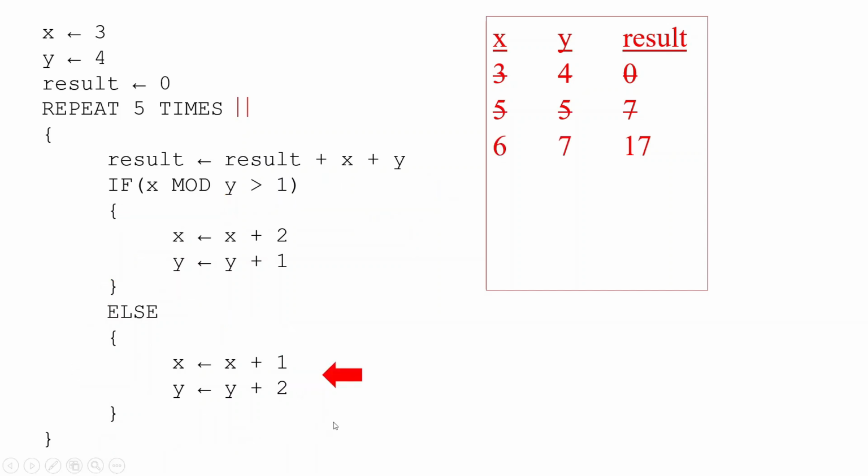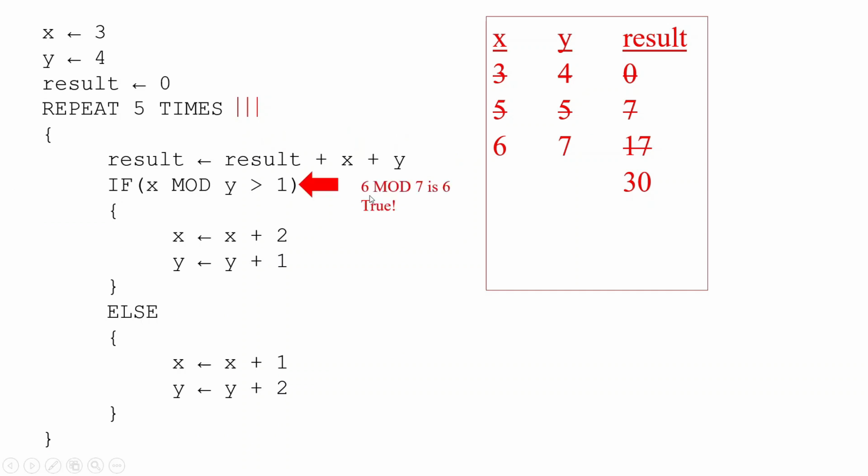So X gets 1 added to it, so it becomes a 6, and Y gets 2 added to it, so it becomes a 7. I've reached the end of my else and the end of my repeat n times, and I go back up and I do it again. So 17, 6, and 7. I add all of those together, I get 30.